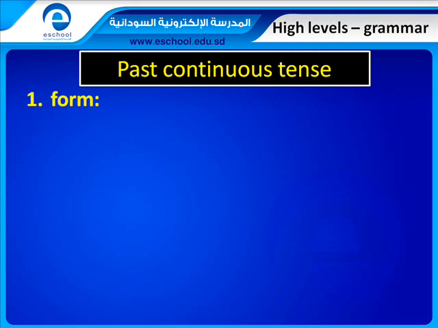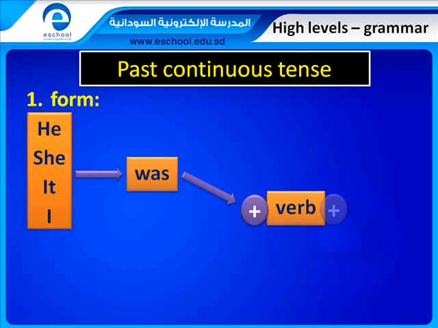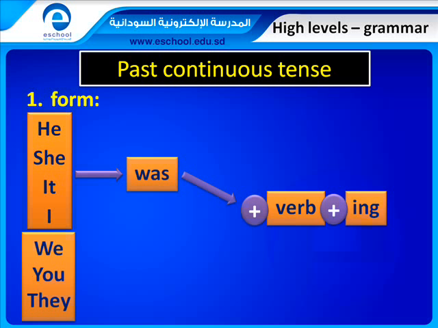And now we are going to talk about the past continuous tense. Remember, the past continuous tense is also for actions that happen in the past and finish in the past, but take a long time. Our form of the past continuous is he, she, it, and any singular noun, and I, plus was, the helping verb, plus verb plus ing. We, you, they, plus were, plus also verb plus ing.